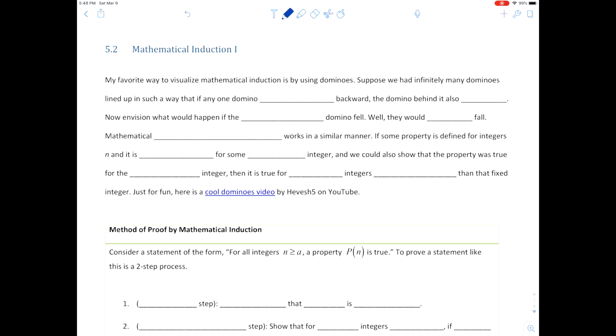My favorite way to visualize mathematical induction really is by using dominoes. I found this really cool video here on YouTube.